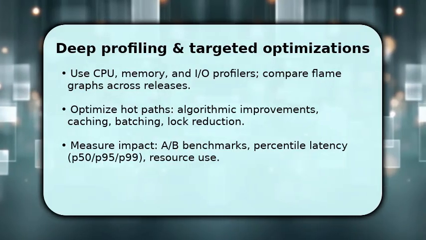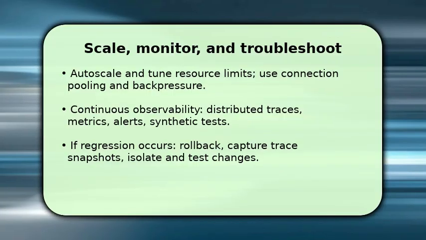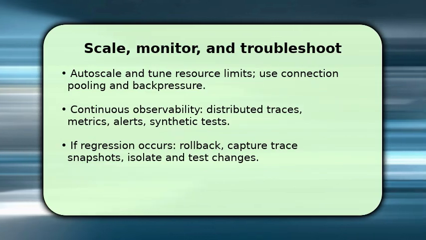You finish by scaling safely and adding continuous observability. Configure auto-scaling and sensible resource limits, enable connection pooling, and implement backpressure so the system degrades gracefully. Then deploy distributed tracing, comprehensive metrics, alerts, and synthetic tests to detect regressions quickly.